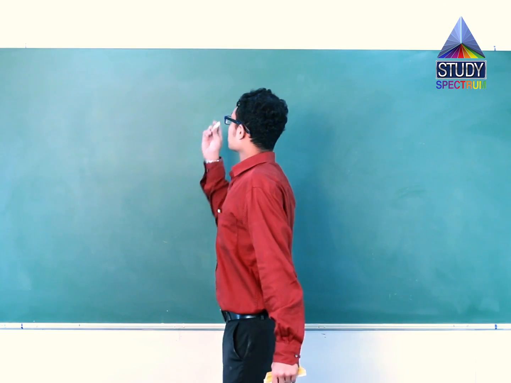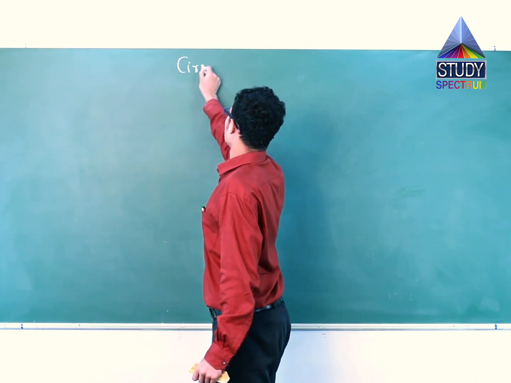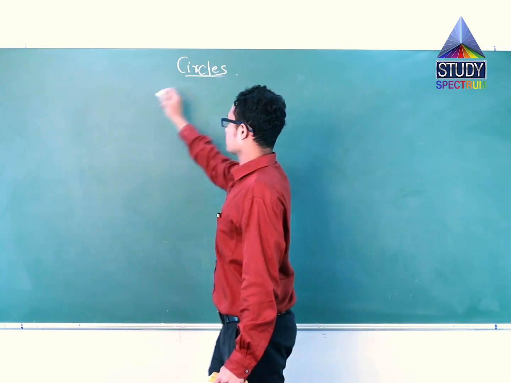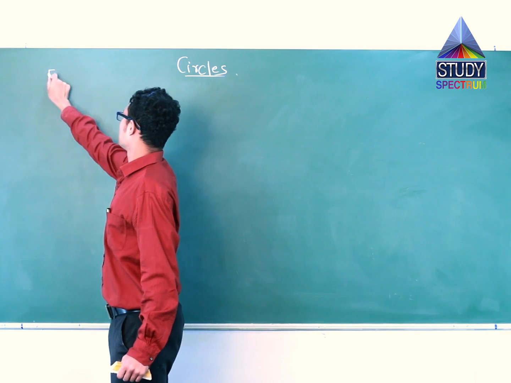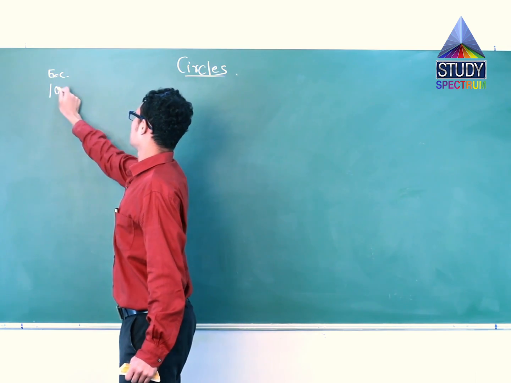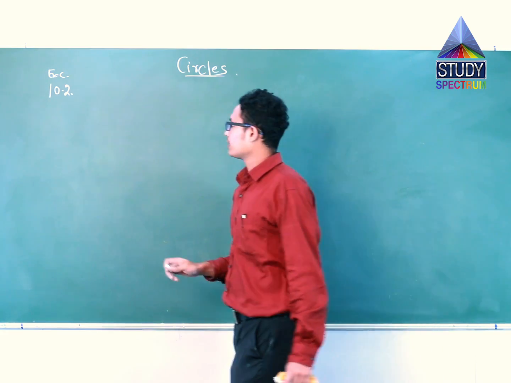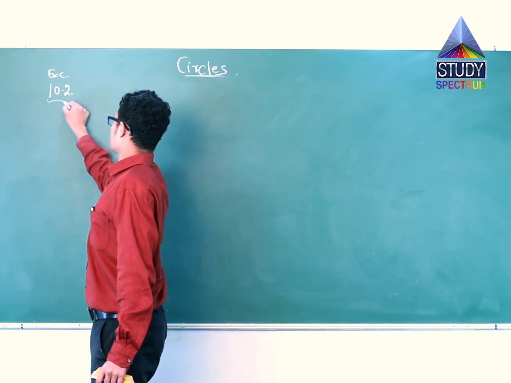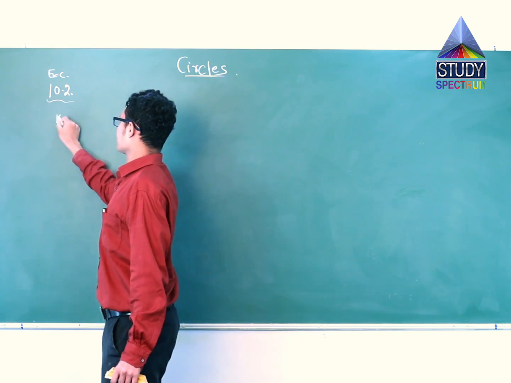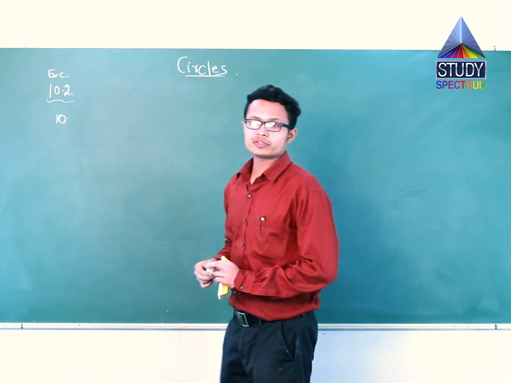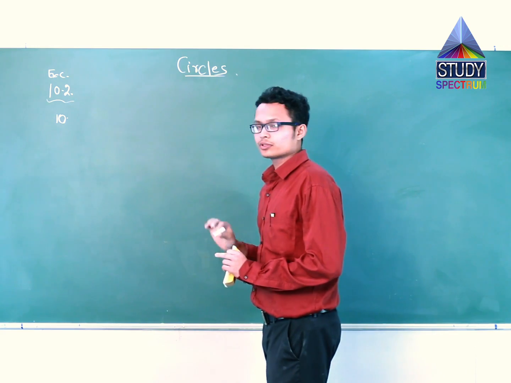We are solving problems on circles from exercise 10.2. We'll solve problem 10 and 12 and we'll wind up this chapter. Question number 10 first. This is again a proof type problem wherein you have to prove something.